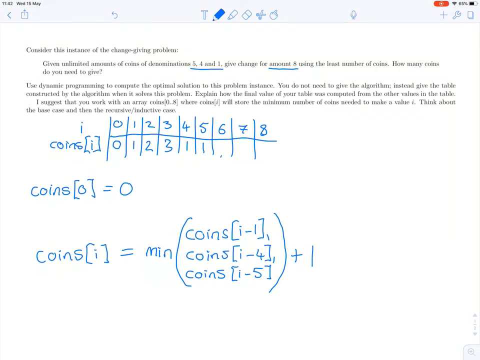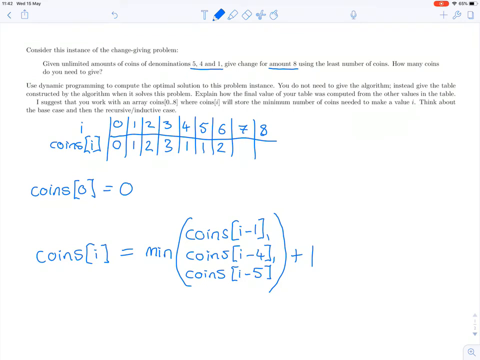Okay, for 6, let's look back 1, 4, and 5. So I have 2 equal minimums here. i minus 5 has a 1 in it, and i minus 1 has a 1 in it. So this is not surprising. This just corresponds to the 2 options of giving a 1 and then a 5, or a 5 and then a 1 to give change of 6. So either way, I can do it in a minimum of 2 coins. So it doesn't matter which of the 2 I choose.